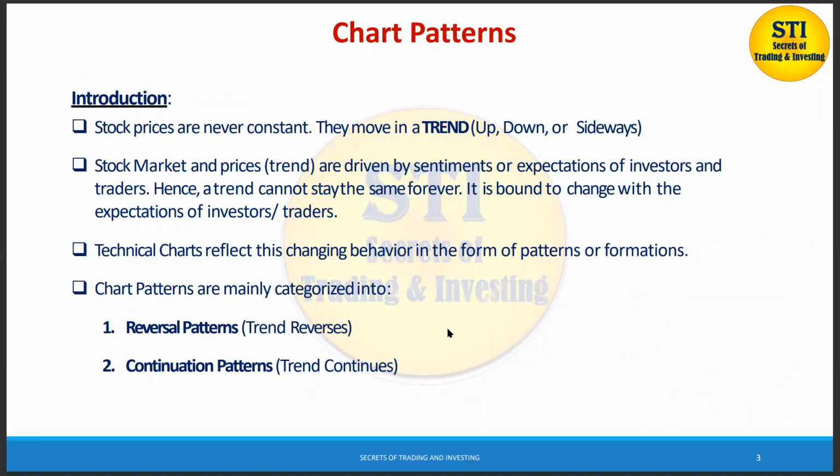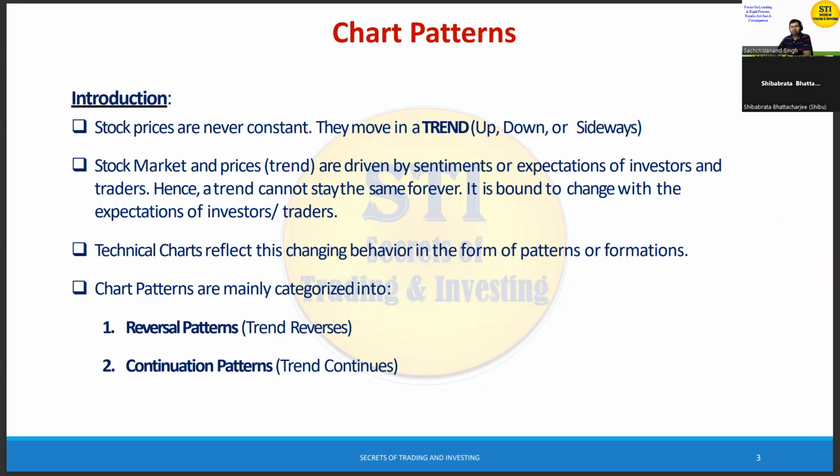So a quick introduction: what are chart patterns? Basically, the price of the stock, as we know, is never a constant. It keeps on changing, right? And the change will happen either in an upward direction, downward direction, or sideways. At the same time, that is how the price movement happens. As we know, there is not any machine or somebody individually changing the price. How does the price change happen?